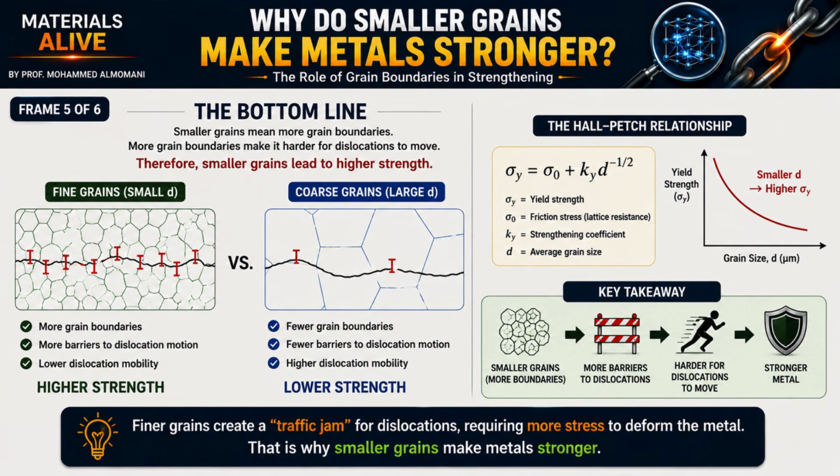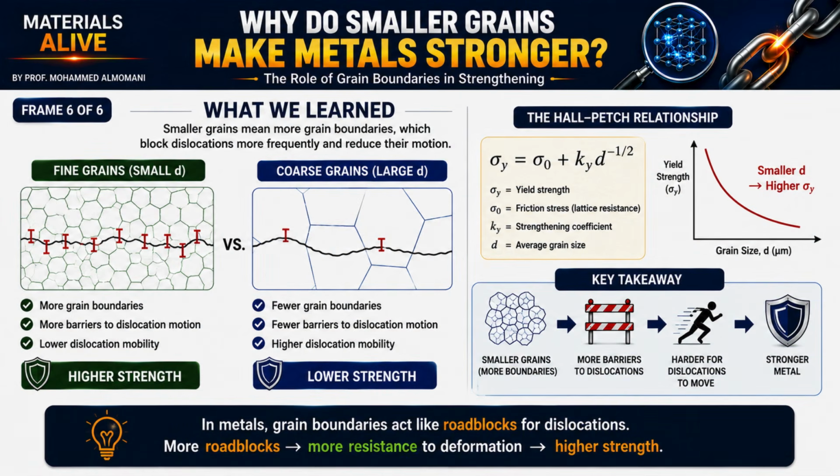This is the physical idea behind grain size strengthening and the Hall-Petch relationship. As grain size decreases, yield strength generally increases. So remember, smaller grains, more grain boundaries, more resistance to dislocation motion, stronger metal. That's grain size strengthening, made visible with Materials Alive.